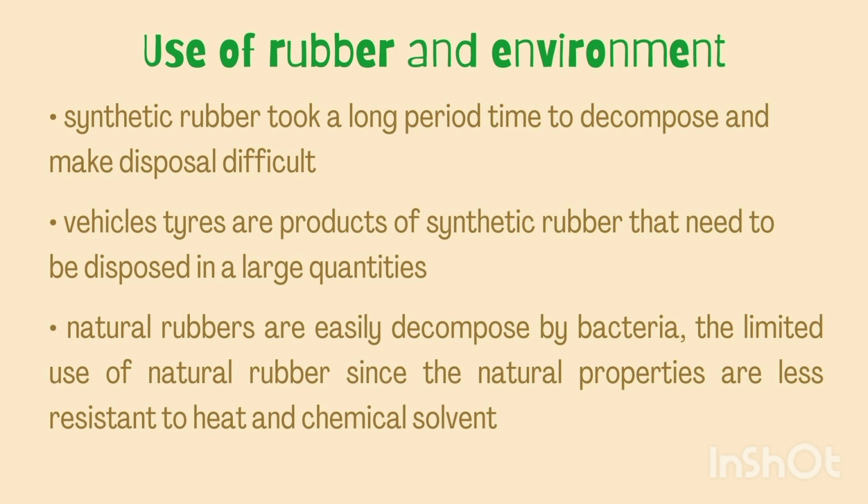Uses of rubber and the environment. Synthetic rubber takes a long period of time to decompose, which makes disposal difficult. Vehicle tires are some examples of synthetic rubber products that need to be disposed of in large quantities. Natural rubber is easily decomposed by bacteria, but the use of natural rubber is limited since its natural properties are less resistant to heat and chemical solvents.